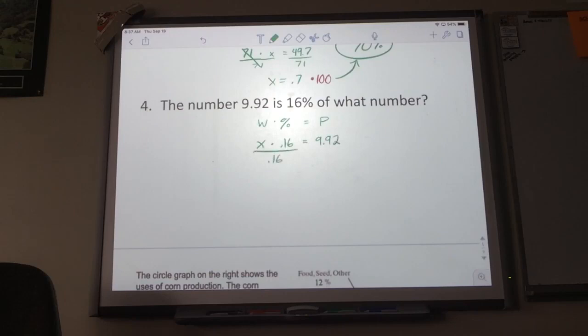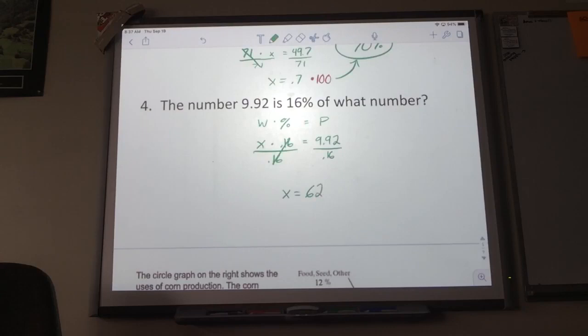Divide both sides by that decimal. And because we are dividing by a decimal, it's actually going to get bigger, I believe. So 9.92 divided by 1.6 is what? 62? 6.2. Are we sure? 62. It's 62 because it gets bigger. It should get bigger.